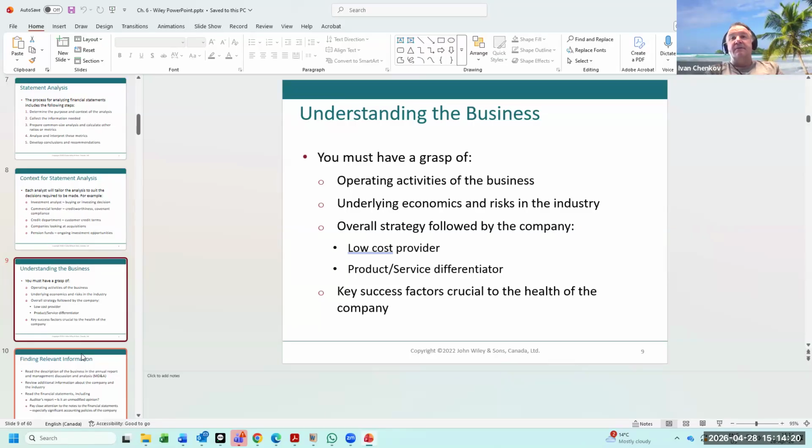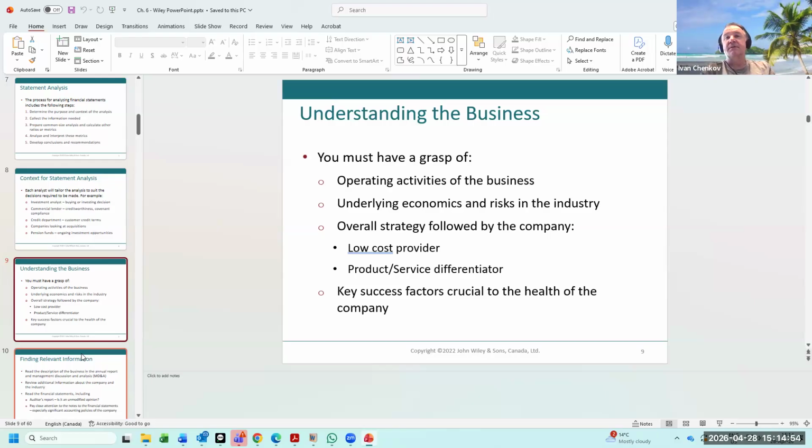Other benefits of understanding the business are understanding the underlying economics and risk in the industry. So we have to be very well familiar with the industry: what kind of industry this company works in, what country they are currently operating in, and anything related to the business environment and the nature of the business in that specific country for that specific business that we acquire.